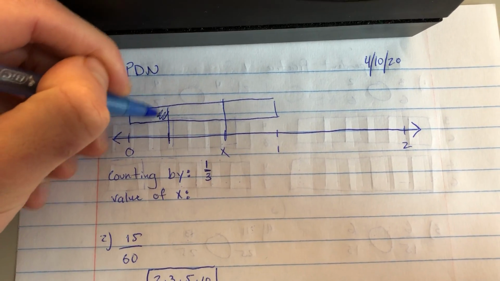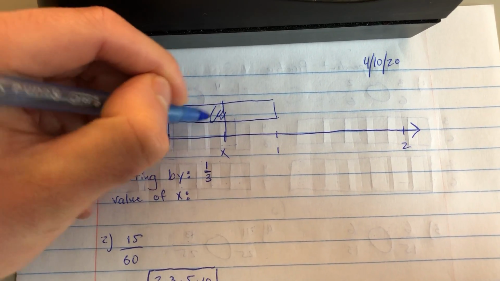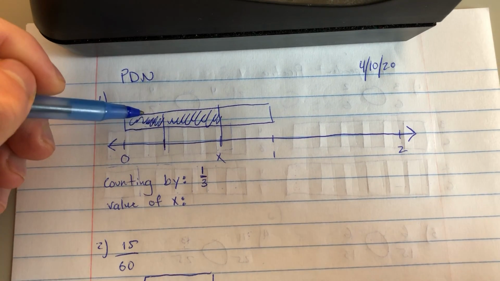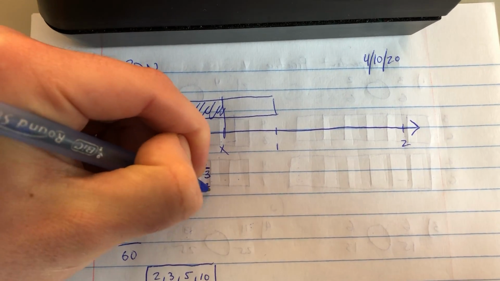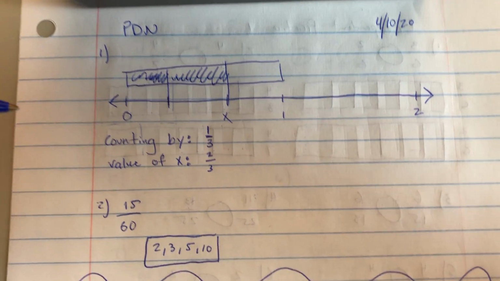I can shade in the parts until I get to x to figure out what fraction x is. I have 1 part shaded in, 2 parts shaded in, so the value of x is 2/3.